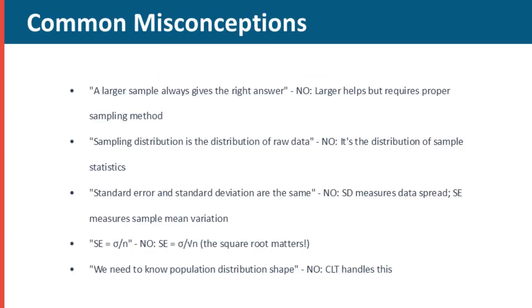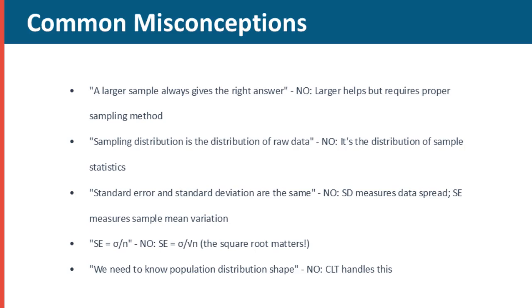Now, here are some common misconceptions. Before moving on, we will address them. Misconception number 1: a bigger sample always gives the right answer. Wrong. A bigger sample helps if it's a proper random sample. Biased sampling methods won't improve with the size. Misconception number 2: sampling distribution is the distribution of the raw data. Wrong. Sampling distribution is the distribution of the sample statistics, like means, across repeated samples. It's not the same as the data distribution.